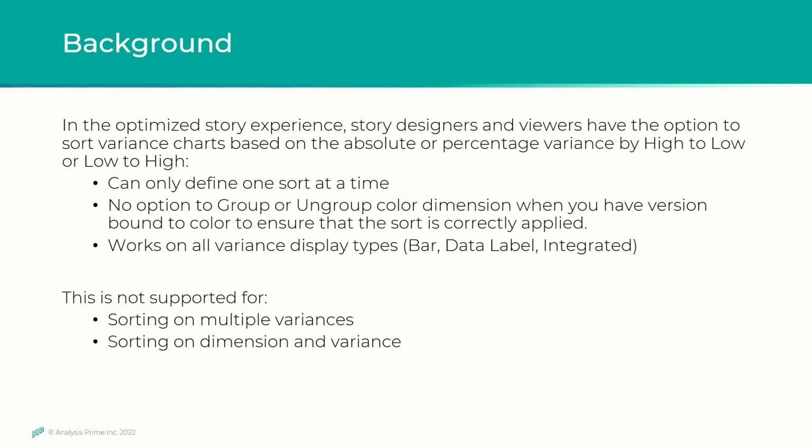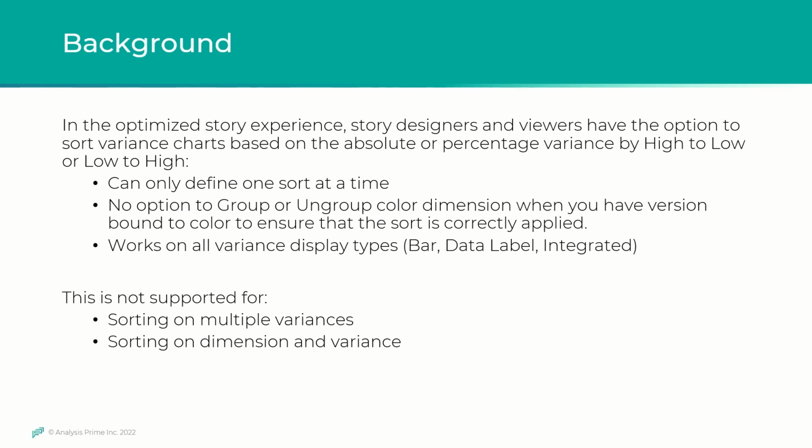A little background on this feature. In the optimized story experience, designers and viewers have the option to sort on variances. This can be the absolute variance or the percentage variance, and you can sort by high to low or low to high.